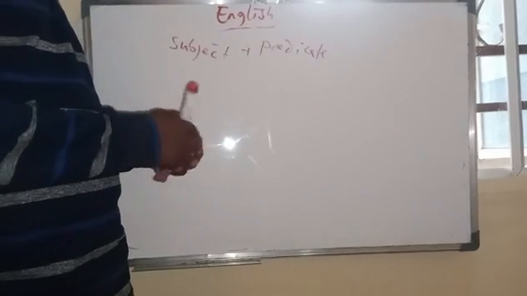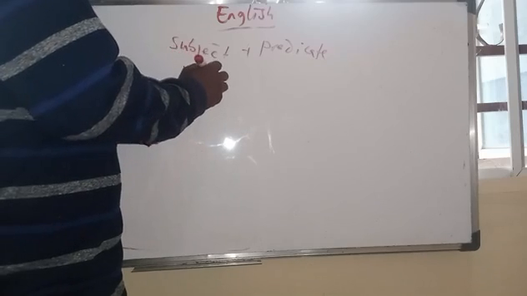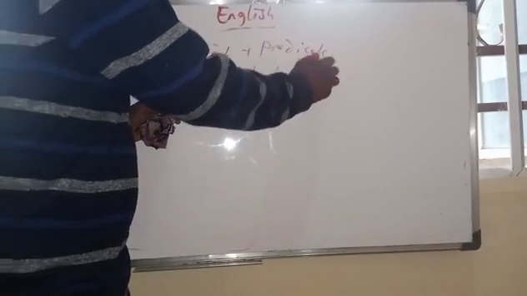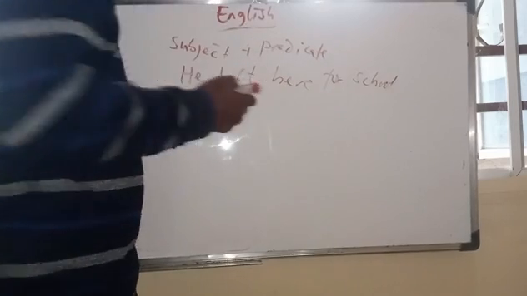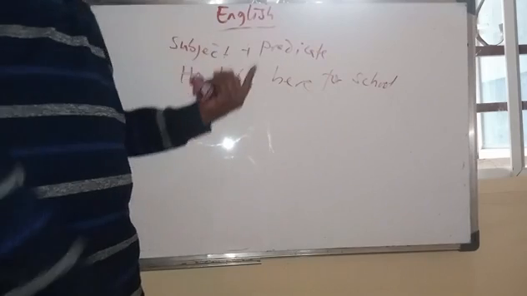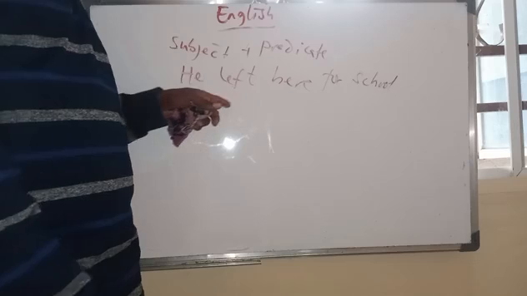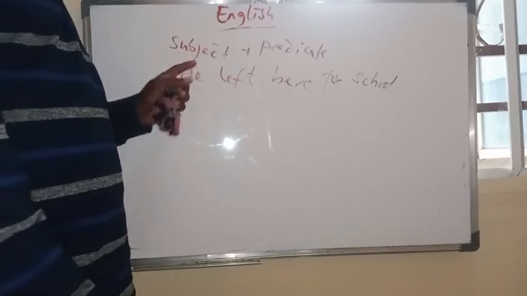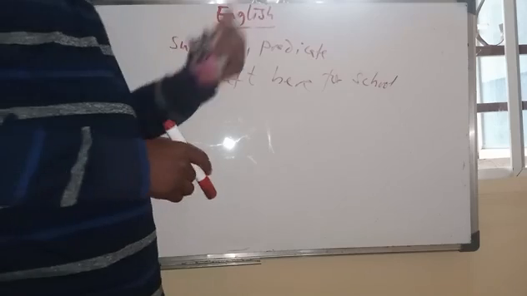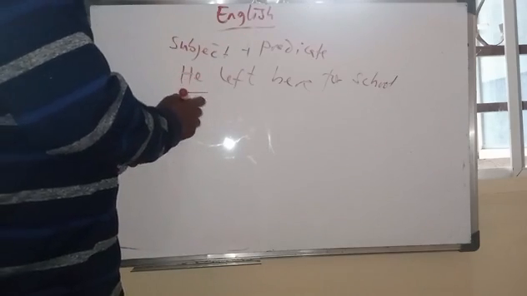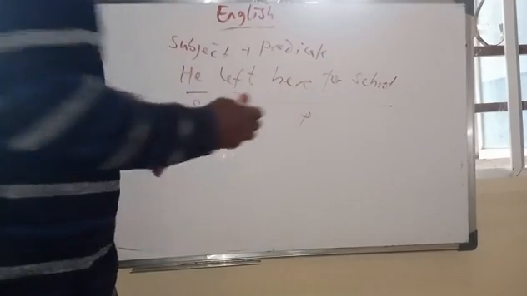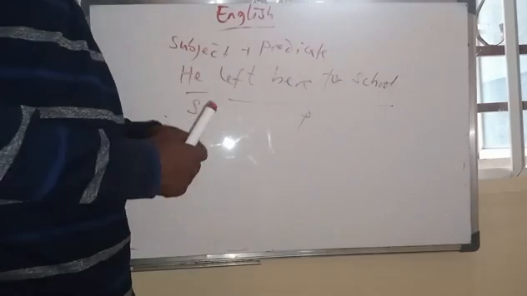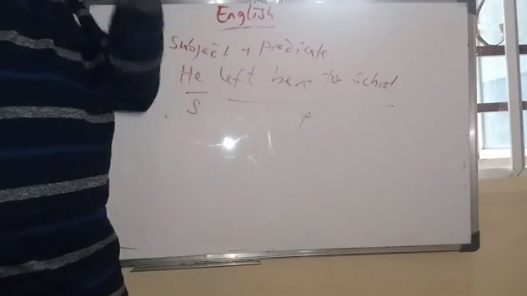Like when we say, he left here for school. There is an action performed in this sentence, which is left. That action is expressed by the verb left, which is the past tense of leave. You understand? That action is performed by he, so he becomes the subject. Then the remaining part is the predicate. If you say he pushed the car, he is the subject, and the remaining part is the predicate.